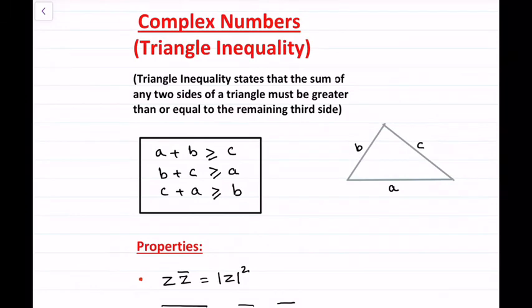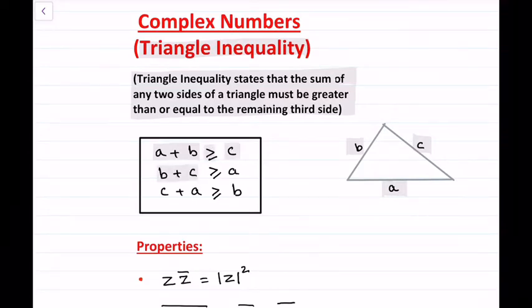Today in complex numbers, we will be proving the triangle inequality, which states that the sum of any two sides of a triangle must be greater than or equal to the remaining third side. Now let A, B and C be three sides of a triangle. Then A plus B must be greater than or equal to C.